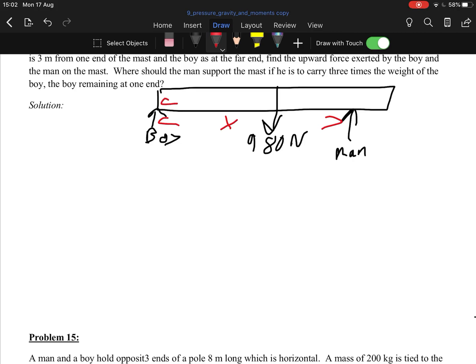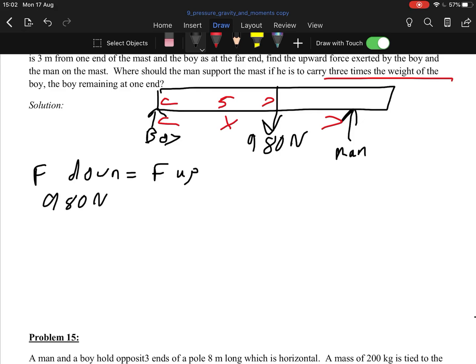And the distance from the weight of the beam to the boy is going to be 5. Just making sure I didn't make a mistake there. I'm correct now. So the man has to support 3 times the weight of the boy. We know that the force down equals the force up. So 980 is coming down, therefore 980 has to be pushed back up.